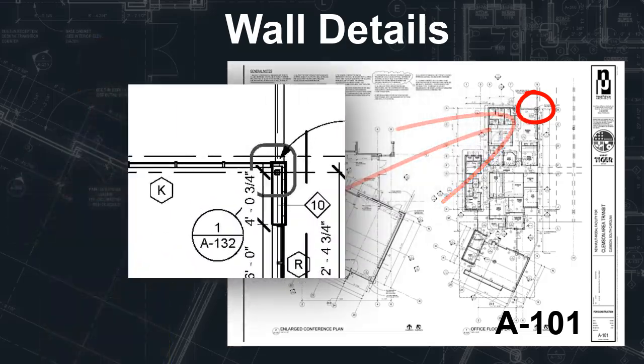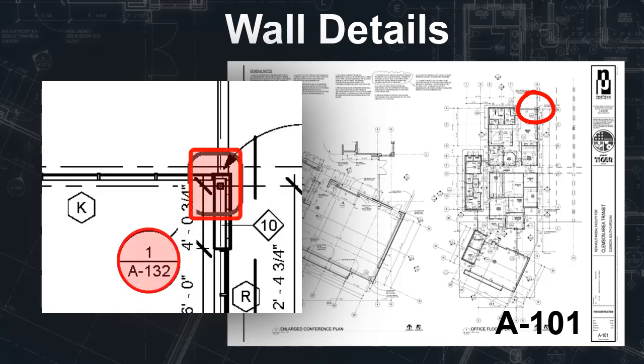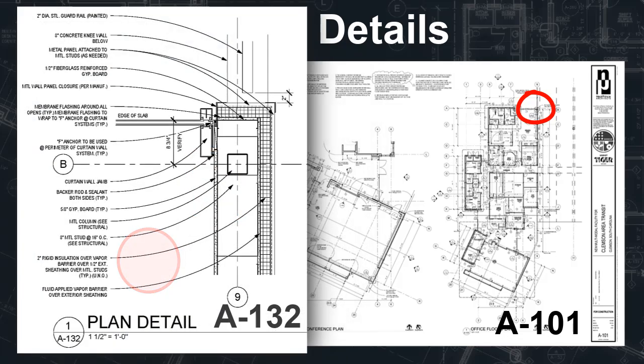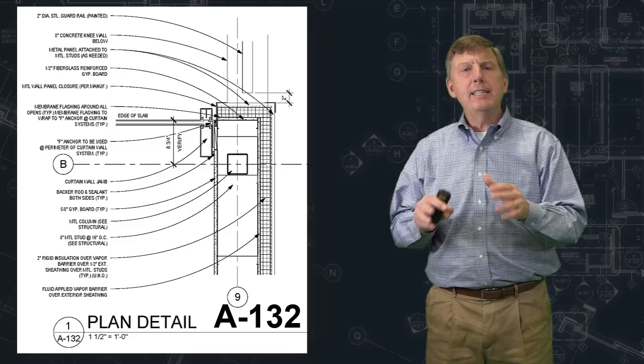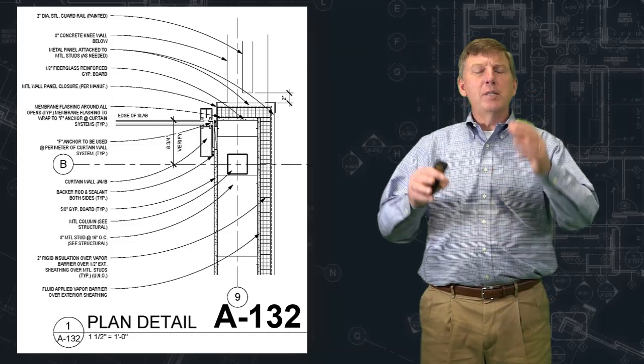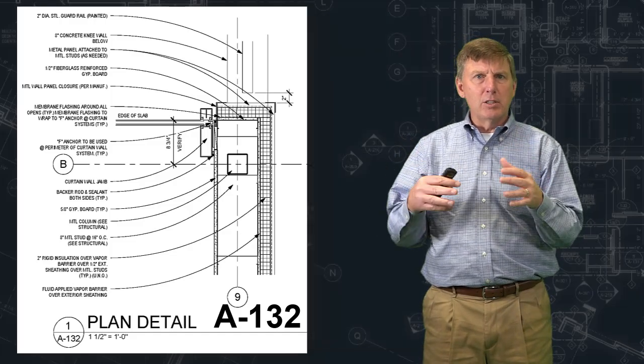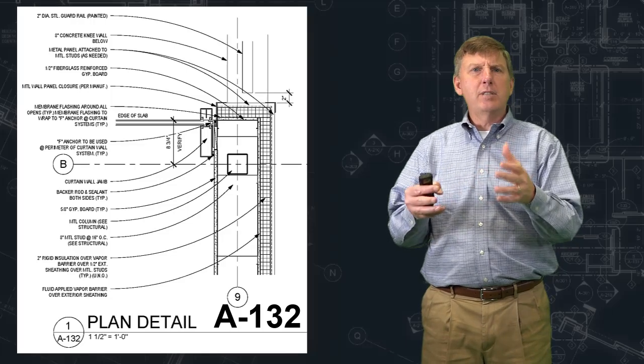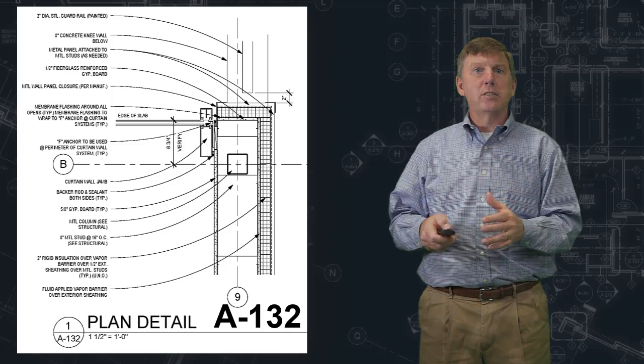When we zoom in on that corner, we see that we have a detail number 1 on drawing A132. So let's go to drawing A132 and look at that detail 1. Now when you look at a detail like this, you should begin to imagine those materials coming together. And as you gain more experience, you're going to be able to do this.